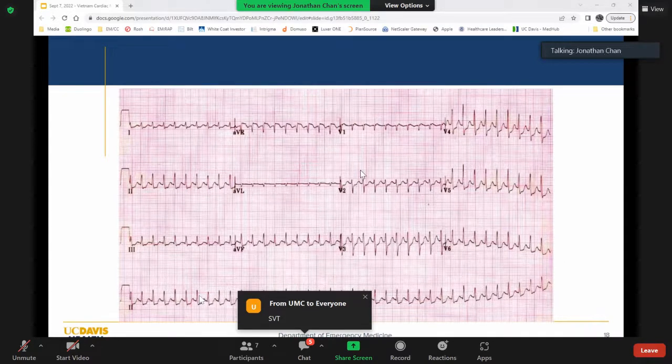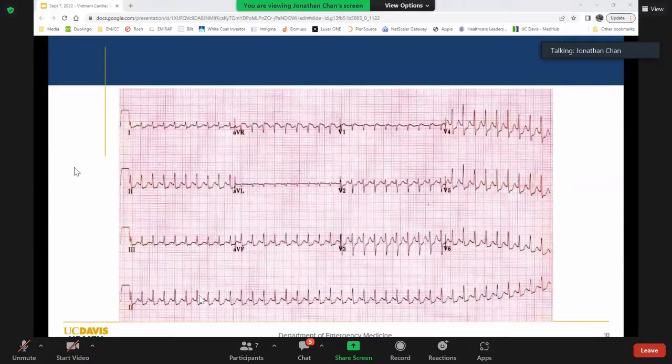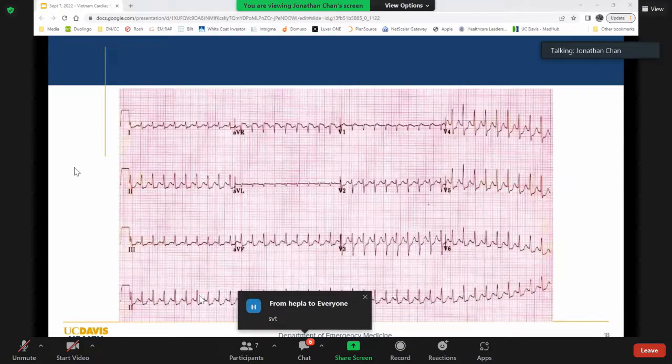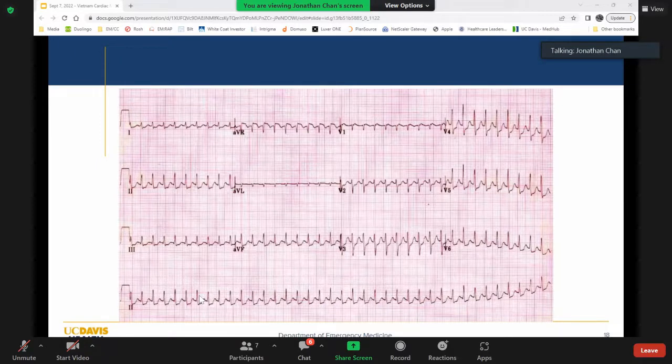Let me see. SVT. Yeah, this is definitely a type of SVT, right? Because all of the rhythms we're talking about now are types of SVT. This is a very specific type of SVT called AVNRT, or atrioventricular nodal reentrant tachycardia. So this SVT is correct, but this is also very special. This is a more specific type of an SVT here.